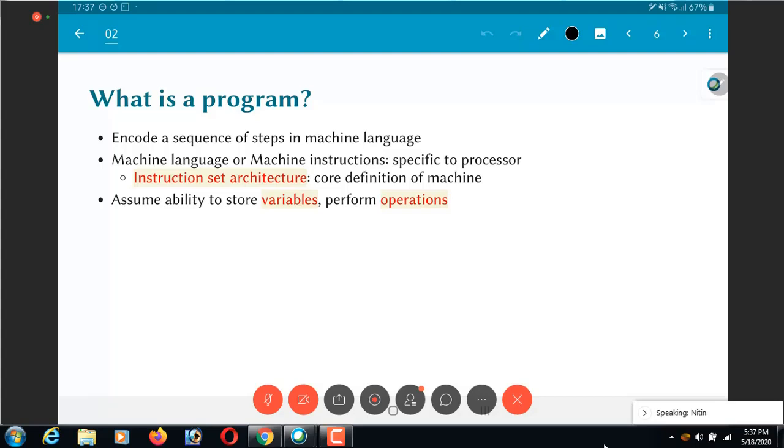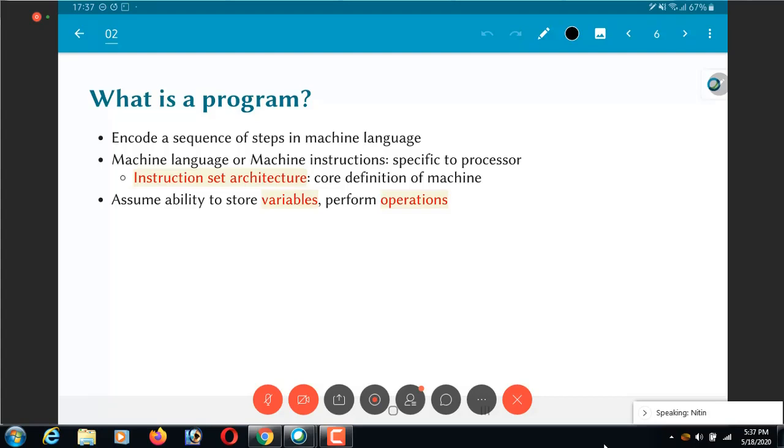Once you have defined the instruction set architecture, you really don't care about how the processor itself has been implemented after that. It gives you a lot of flexibility in terms of what you can do. Now, in addition to the instruction set architecture, you also assume that there is some ability to store variables. That is to say, you can define certain locations in memory to have specific important values.